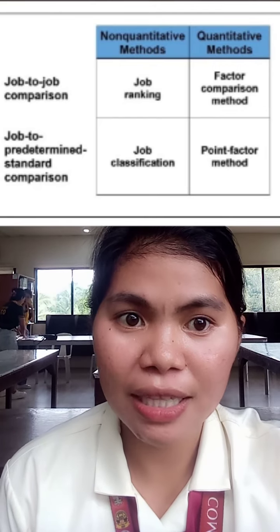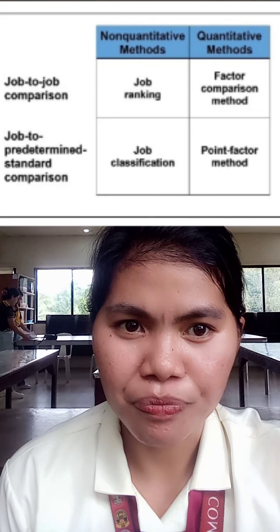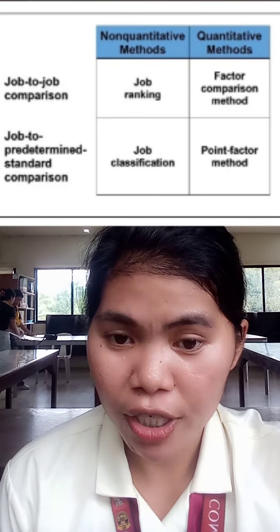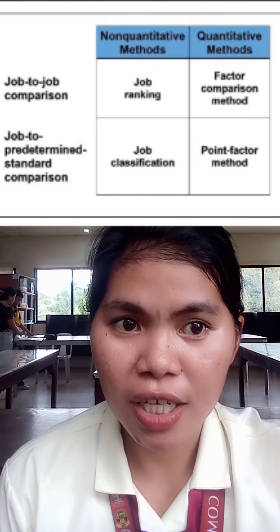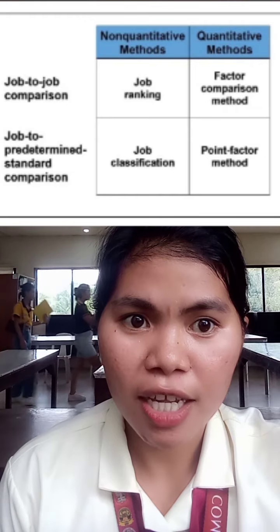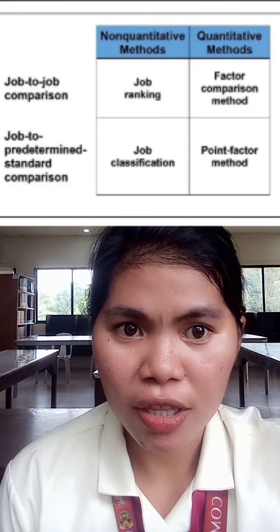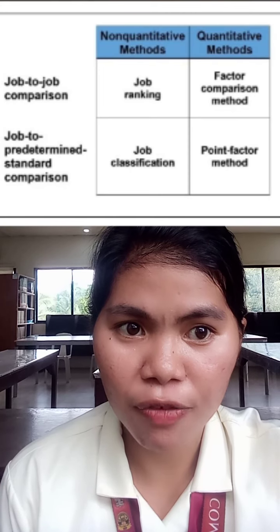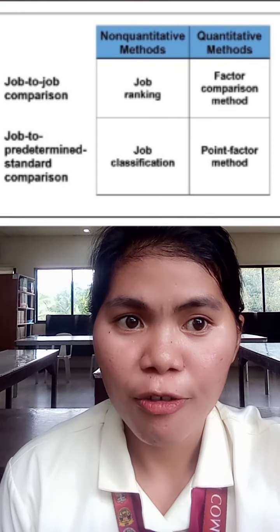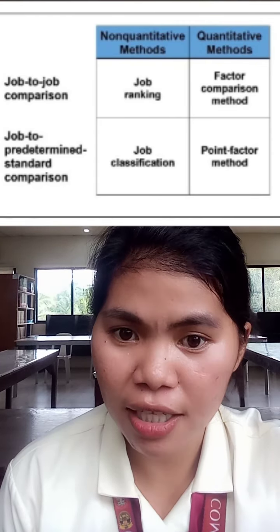Factor comparison method is a quantitative job evaluation technique that compares jobs with respect to factors like skill, effort, responsibility, and working conditions rather than treating the job as a whole. Key jobs are selected and ranked factor by factor, and then a monetary rate is allocated to each factor for the key jobs, such as assigning $5 per hour of the key job's pay to the skill factor.